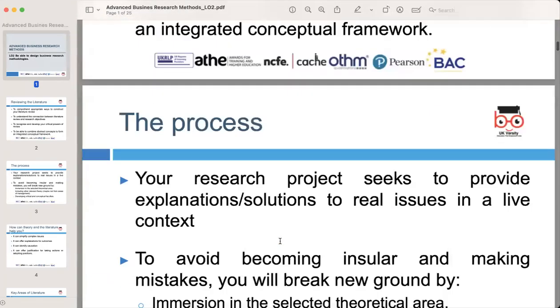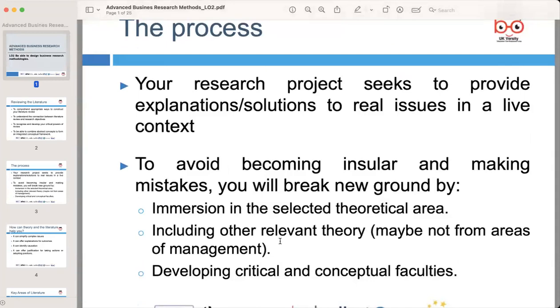Any question if anyone is there? Okay, process.